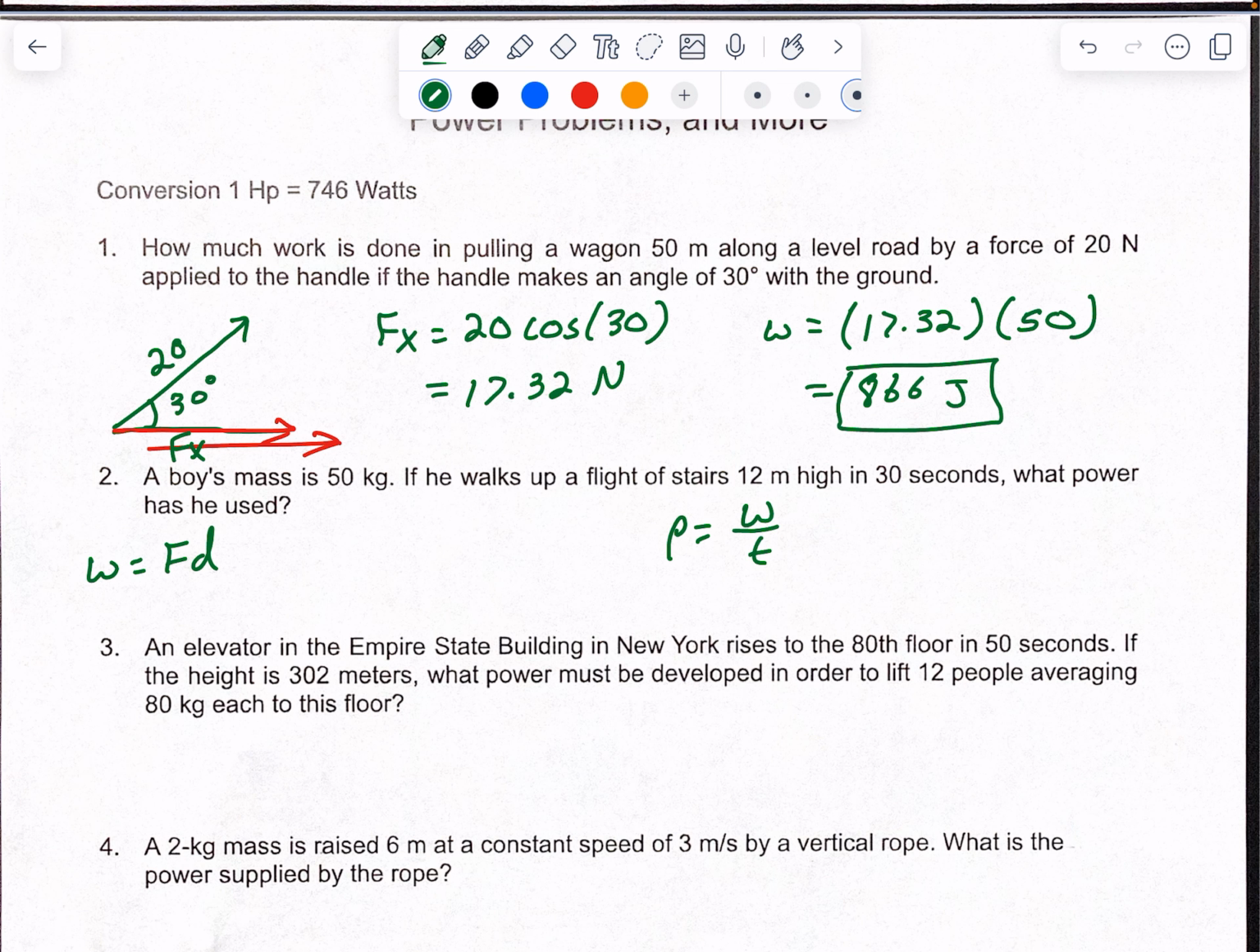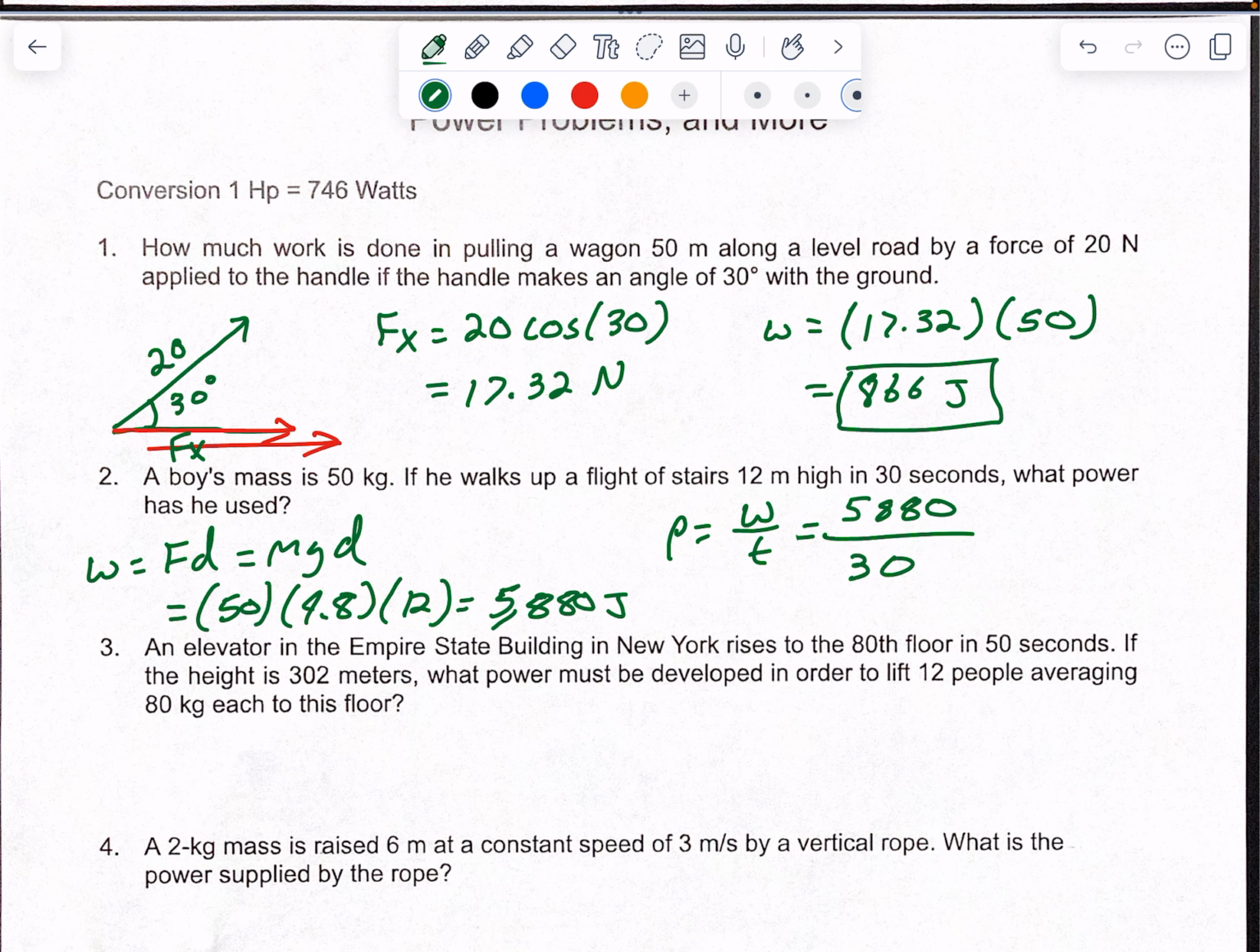So we're talking about a kid's mass going upstairs. Naturally, gravity is what makes stairs a pain, because gravity is keeping you down, so you're fighting gravity to go up. So we're going to figure out his weight. We're going to do mass times gravity for our force, and then multiply that by distance to get our work. We take his mass, 50 kilograms, multiply it by gravity, 9.8, times the distance of 12 meters, and we get 5,880 joules. That's how much work was done. Now I can plug it into my power equation. Take that 5,880, divide it by your time, 30, and you get 196 watts.